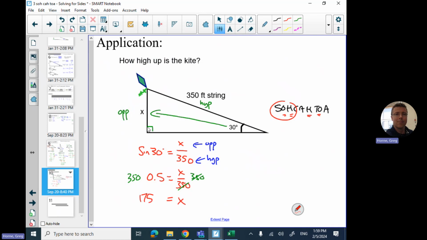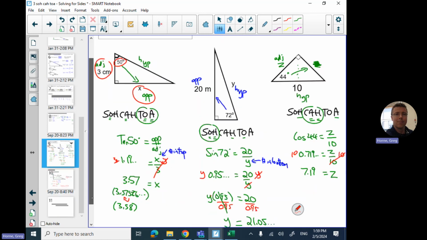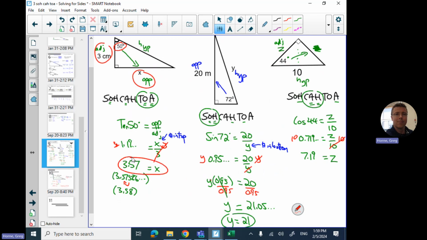And that was feet of string out on the line, right? So you're saying, therefore the kite is 175 feet up. In an application question, it should have a therefore statement like this. Whereas in the previous question, saying therefore x equals 3.57 doesn't add any value at all. So if anything, you can circle the result like I did on that one, just draw attention to it. So therefore statements are needed when it's an application question.